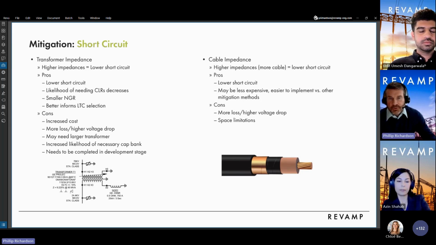Another way to reduce short circuit contribution is cable impedance. You're adding more cable length to your feeders. This option may be less expensive and easier to implement versus other methods. And one thing to note is that this doesn't increase the likelihood of needing a cap bank. It might decrease the likelihood based on the capacitance of the cable that you're adding, but it's not going to increase the need of a cap bank. One con is you need to have the space to run more cable underground.